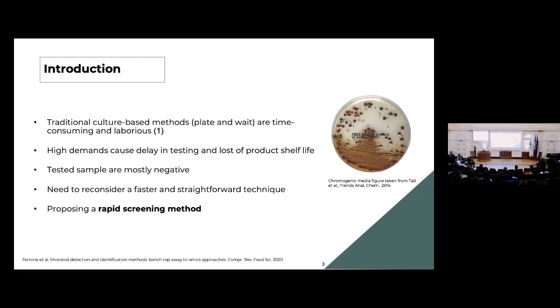I've talked to some of the food scientists in the labs, and they told me that most of the samples they tested actually came back as negatives. That is why we need to reconsider another approach, which is much faster and much more straightforward, in order to release some of the burden on the food testing labs, plus speed up the entire food supply chain. So here, we're proposing a rapid screening technique. Essentially, what we want to do is provide something fast and easy that's able to give a much clearer indication of which products are clean and which products are contaminated.